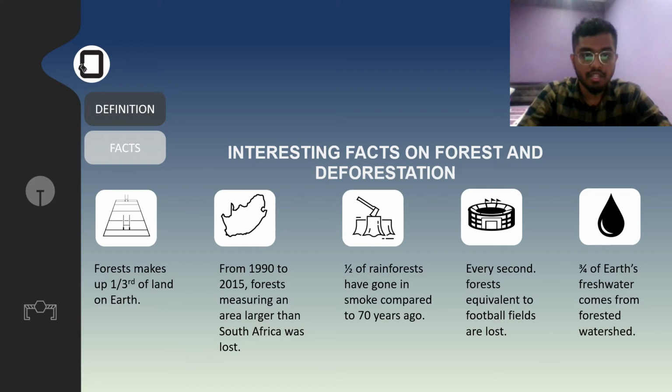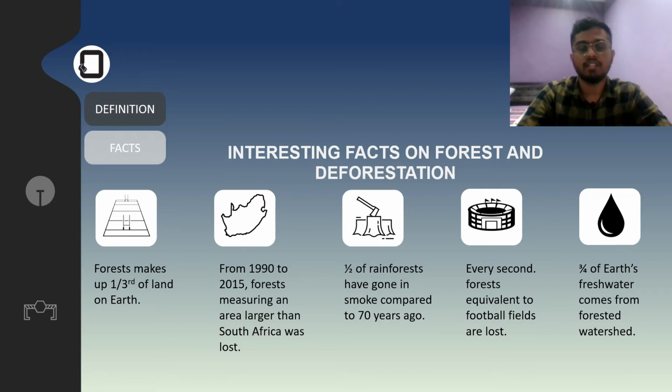The next fact is that from the year 1990 to 2015, we have lost forests measuring an area larger than South Africa. To put this into perspective, South Africa is the 9th largest country in the world. The next fact is that half of the rainforests have gone up in smoke compared to 70 years ago. In the year 1950, 15% of the land on Earth was covered with rainforests, whereas now more than half of it is gone. A century ago, half of India and a third of Ethiopia were fully forest, whereas now only 14% remains in India and two thirds in Ethiopia are gone.